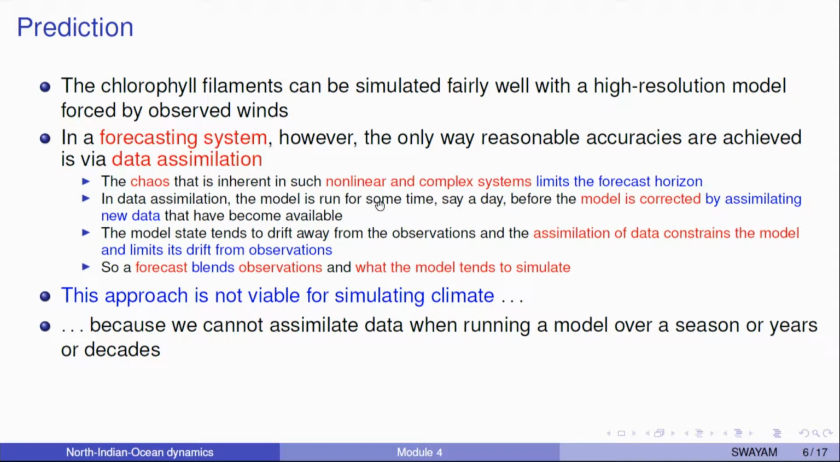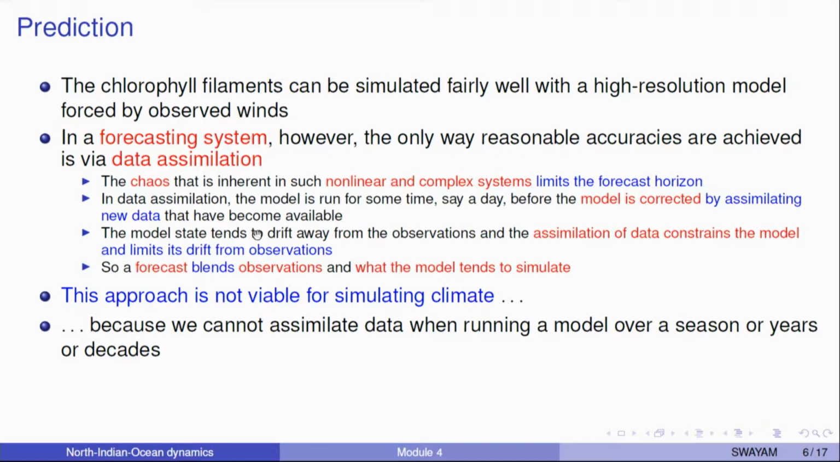So in data assimilation, the model is run for some time, say a day, before the model is corrected by assimilating new data that have become available. You assimilate the data, start the model again, make a prediction for some time, then assimilate new data again, run the model for some more time. That is how forecasts are made, weather forecasts or forecasts for the ocean. The problem is that the model state tends to drift away from the observations, and the assimilation of data constrains the model and limits its drift from observations. So a forecast actually blends observations and what the model tends to simulate. So in any model, the only way you get reasonable accuracies while forecasting is via data assimilation.